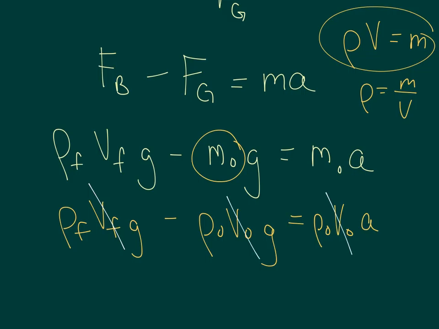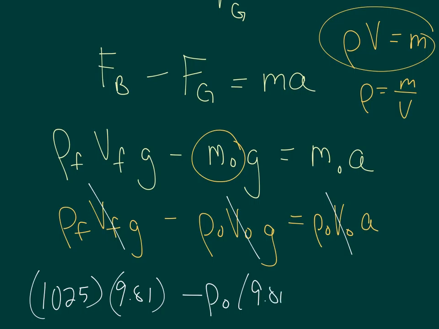Now after that, all you're left with: rho F is the density of salt water. Gravity is 9.81. Rho O is unknown, and we were told that this was accelerating at 0.325 upward. So all you have to do now is solve for rho O. It's in 2 spots, so just combine like terms: add 9.81 rho to this side, add the 9.81 to 0.325, and then divide by that answer.